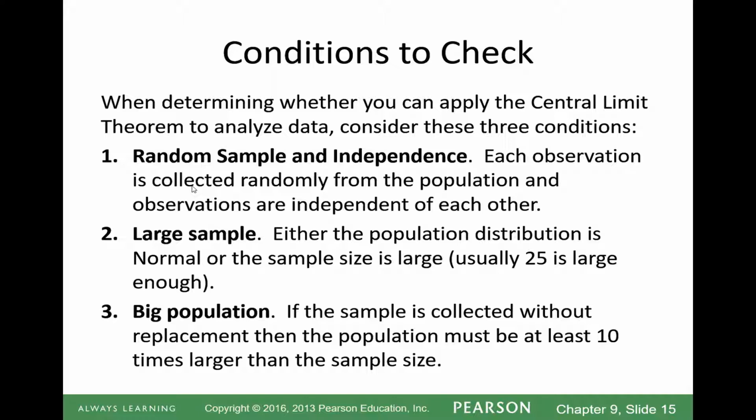Large sample: either the population distribution is normal or the sample size is large. Usually 25 is large enough. If the sample is collected without replacement, the population must be at least 10 times larger than the sample size.